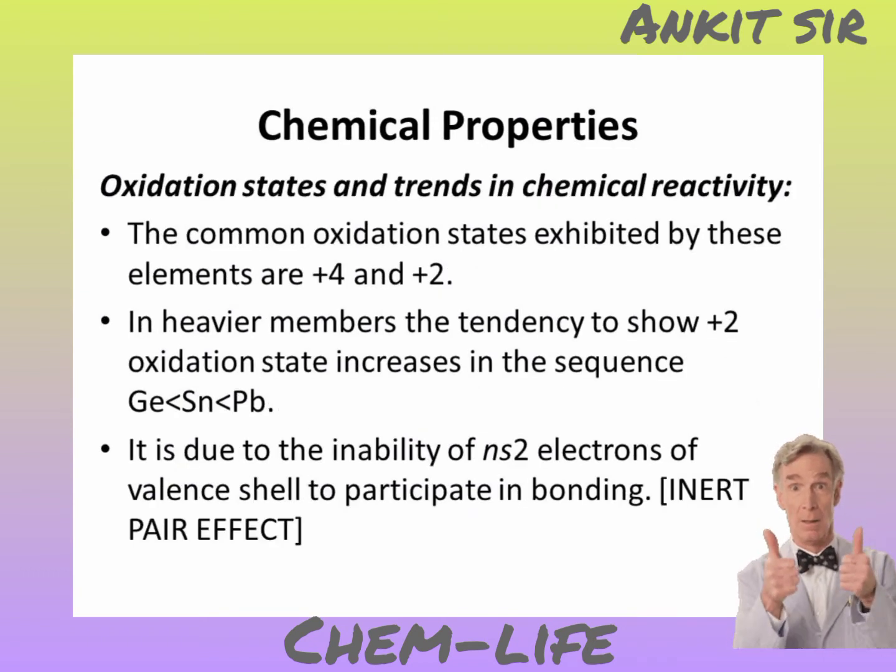Oxidation state and trends in chemical reactivity. The common oxidation states exhibited by these elements are +4 and +2. In heavier members, the tendency to show the +2 oxidation state increases as we go from top to bottom. For example, germanium, tin and lead show more +2 oxidation state. It is due to the inability of the ns2 electrons of the valence shell to participate in bonding. As you know, this effect is known as the inert pair effect.